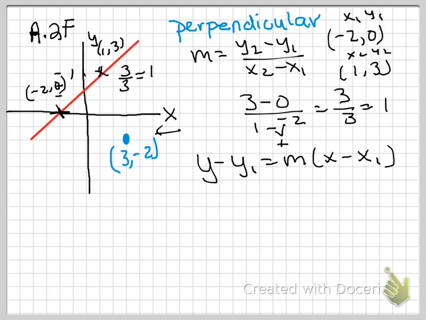Alright, so here we go. y minus, and we're going to use the 3 over there with the negative 2, equals m, and my slope now is going to be negative 1, if you remember we're taking the perpendicular of it, times x minus 3.